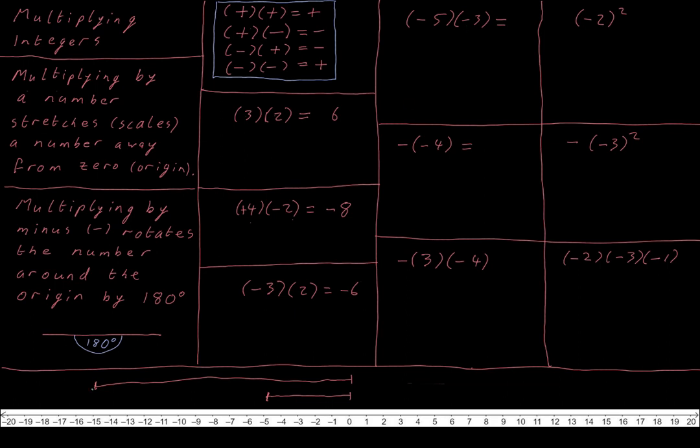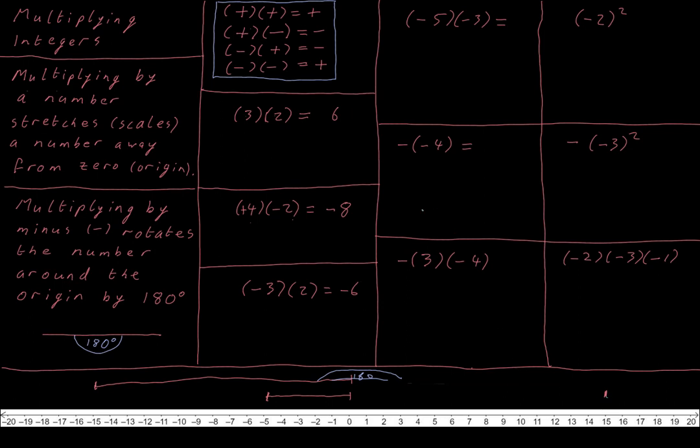So now I deal with the signs, and I have to multiply by a minus, so I rotate all the way around, and I end up at plus 15. So I've rotated around by 180 degrees, so there's my 180 degrees. I've rotated all the way around up to plus 15.